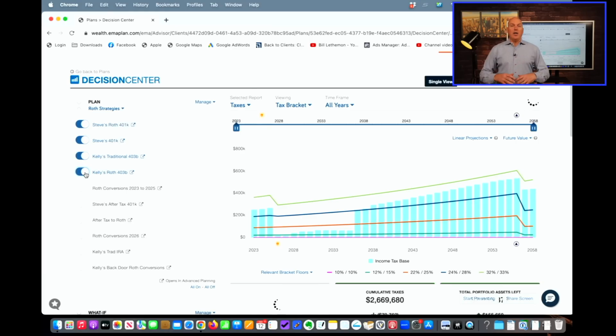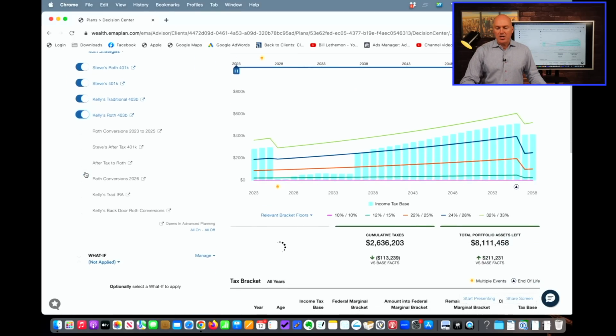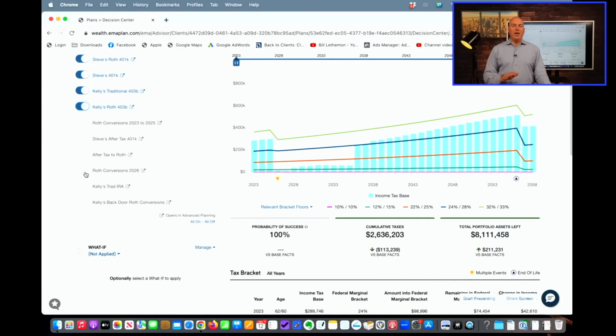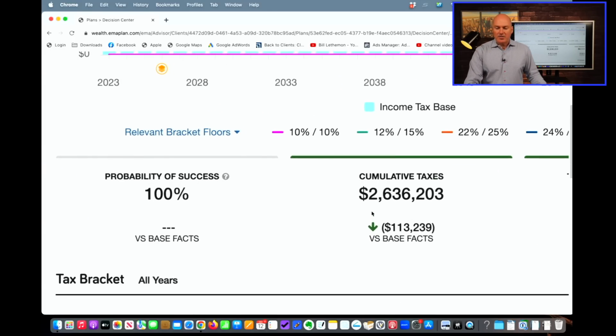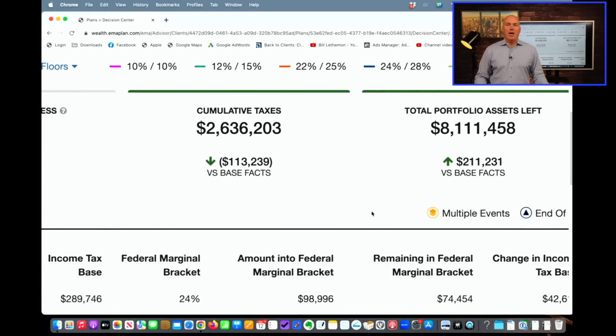And this is where, again, the power of the software really starts to make sense. By just changing up that one thing, in other words, just for 3 years, 2023, 24, and 25, it actually lowers their cumulative taxes over their lifetime by $113,239, and it increases the total amount of assets that they have at the end of the plan, at the end of their lifetime, by $211,000. So that's a very big number.